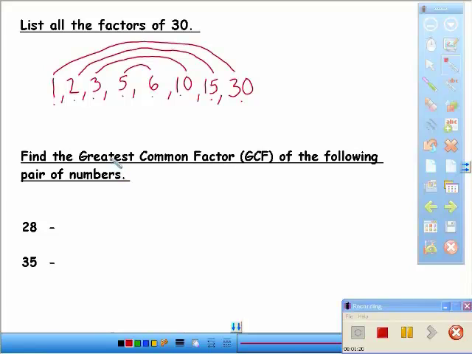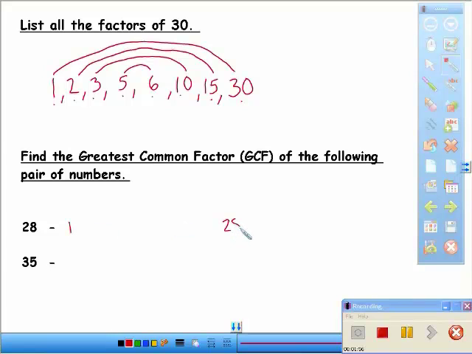Then we talked about greatest common factor. The greatest common factor means if I have two numbers like 28 and 35, what is the greatest common factor? What's the biggest number in both of those numbers? What is the biggest number that will go into both of those numbers? So how do you do that? Well, you're just going to make a factor rainbow of both numbers.